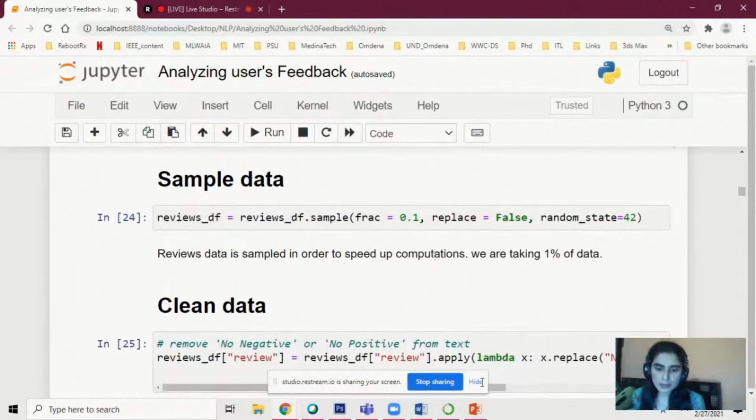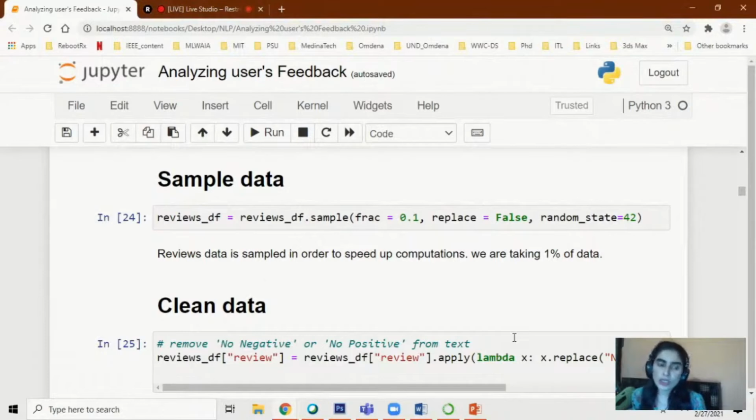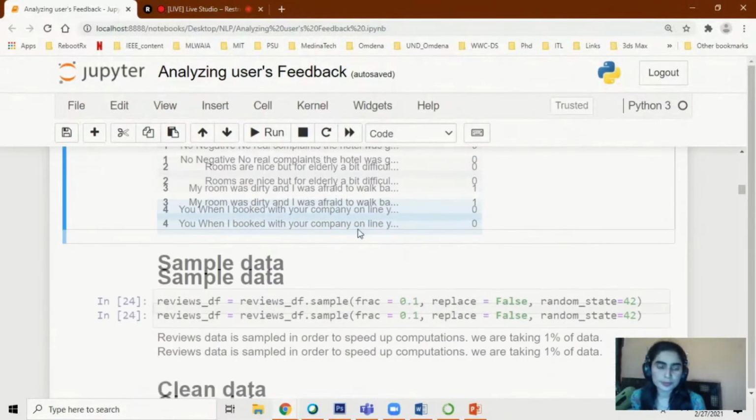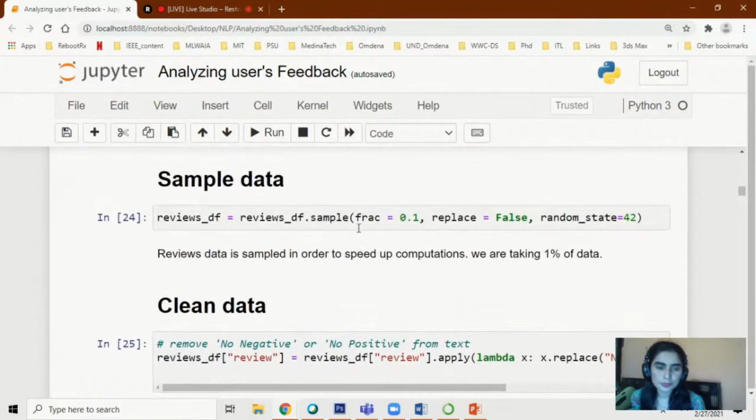All right. So now we are done with the basic selection of our data and loading the data set, which is required the most. Then we have sample data.